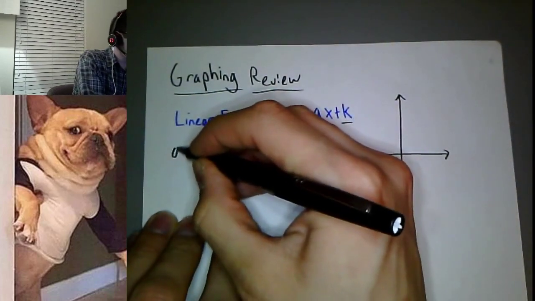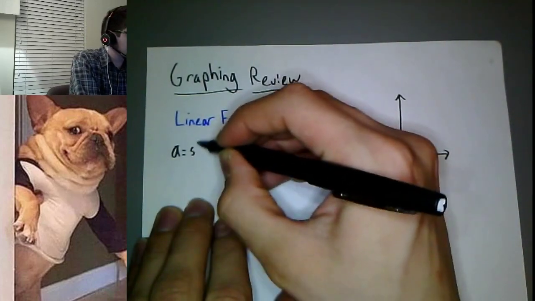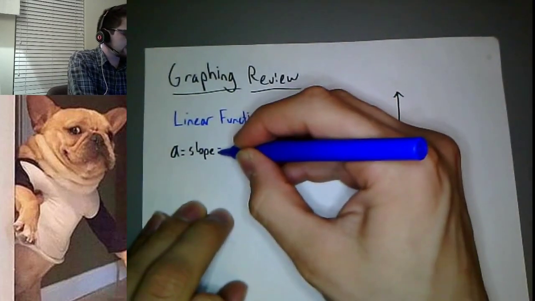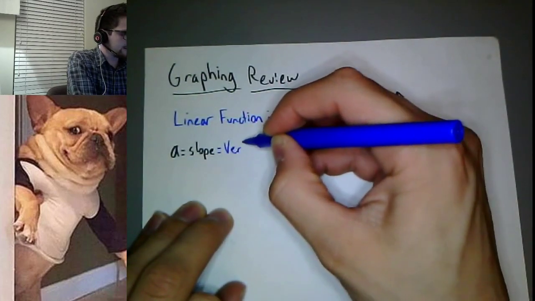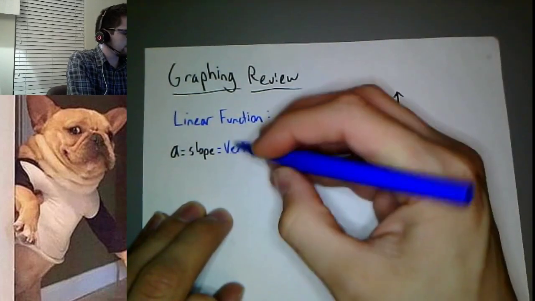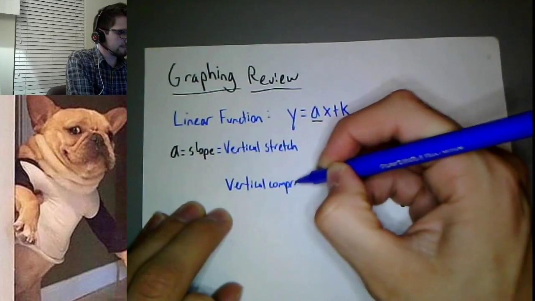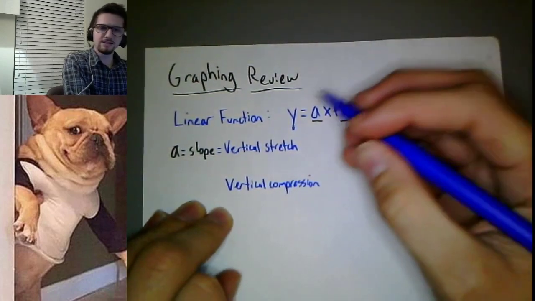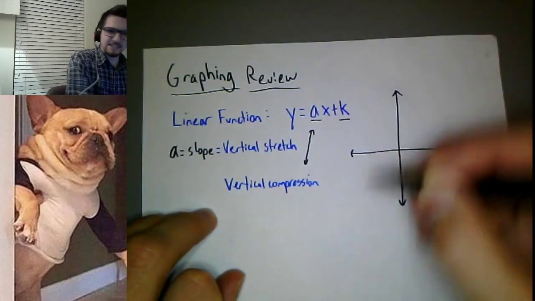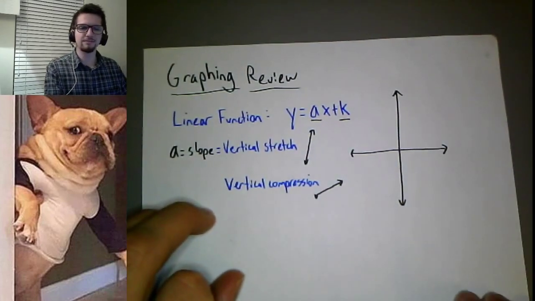The a, remember this is mx plus b, so the a is the slope, but what we were calling it was either a vertical stretch or a vertical compression. And what this looked like was a vertical stretch made the graph look like that, really steep, and a vertical compression made it look like that, really shallow.